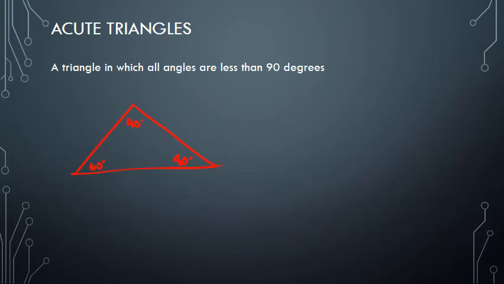So all the triangles we're going to see in this chapter, the angles are going to be less than 90. So there's no 110s and things like that. That would be an obtuse triangle. We're going to look at that next chapter.